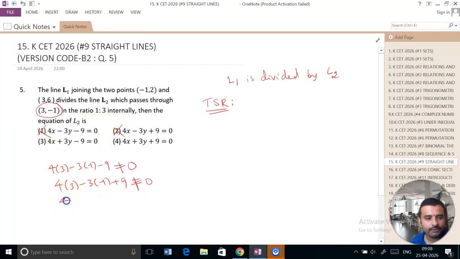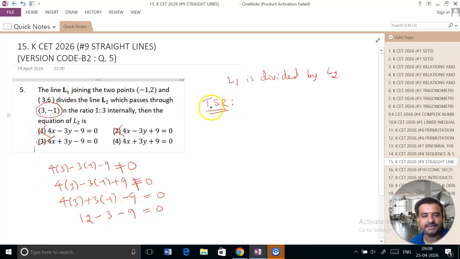Consider option 3: 4 into 3 plus 3 into minus 1 minus 9 is equal to 0. See, 4 3s are 12, minus 3 minus 9 is equal to 0. Yes, so option 3 will satisfy this point. This is the time saving result.